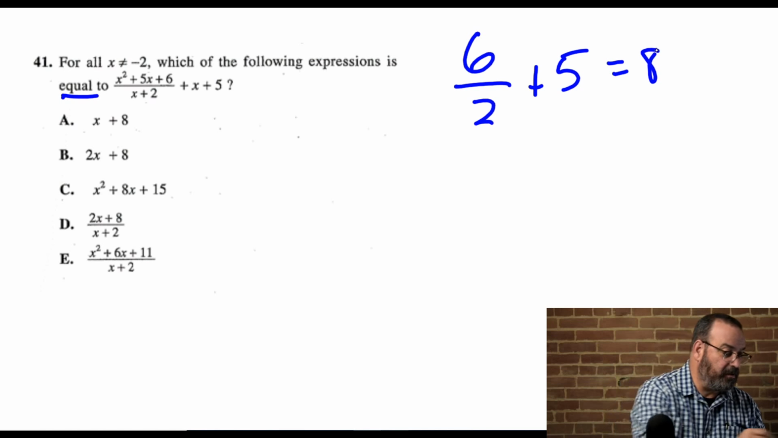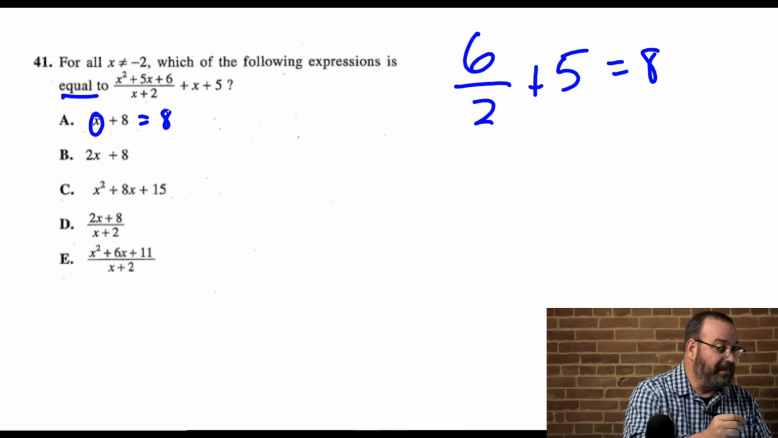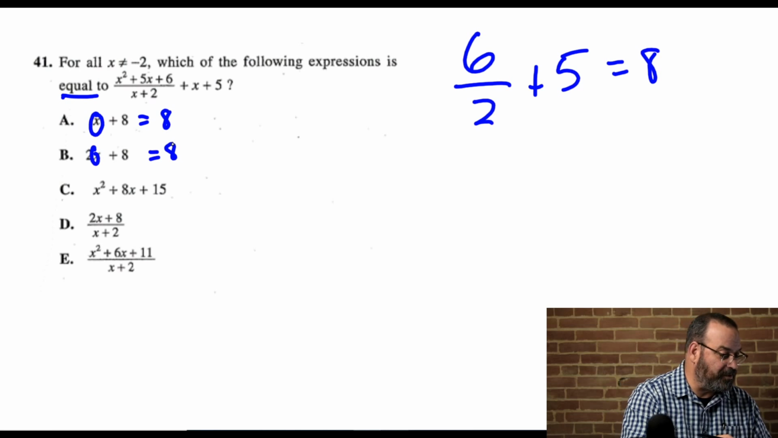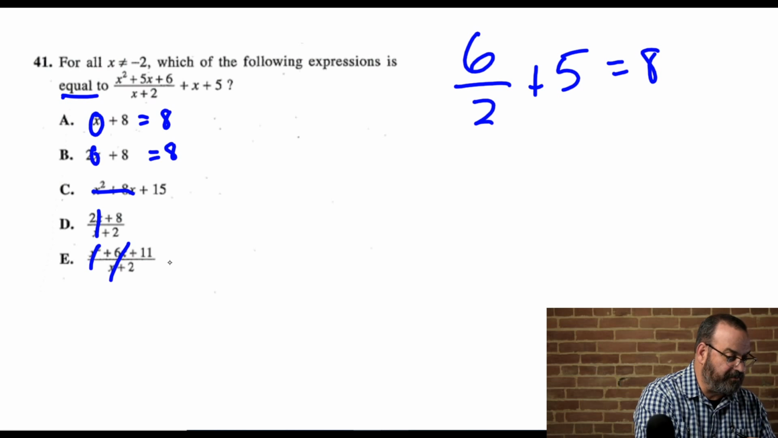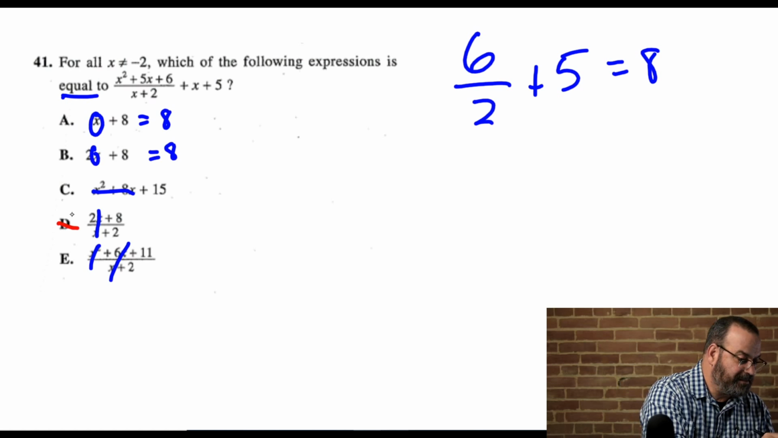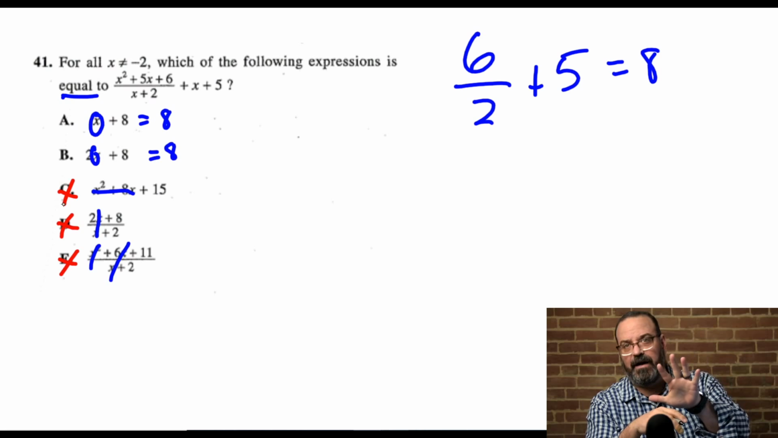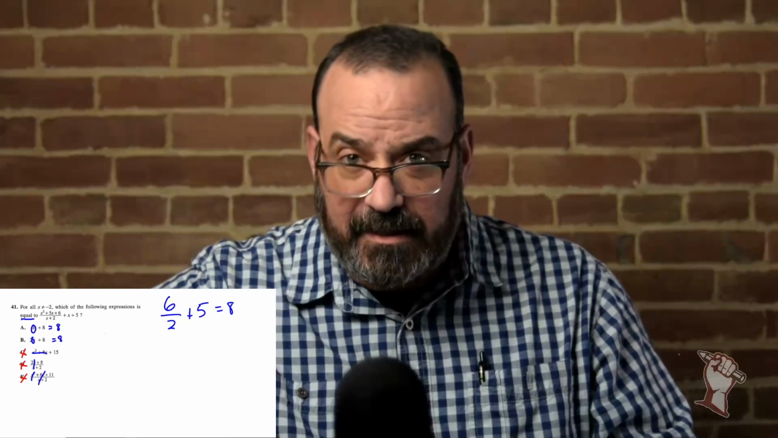Well, let's plug in 0. Uh-oh. A gives me 8. It's a pretty good answer. B gives me 8. Ooh, that's a pretty good answer. We're going to have to keep both of those. C gives me 15. D gives me 4. E gives me 11 over 2. So what do I know? C, D, and E are all wrong. Notice on the ACT there are 5 answer choices, where the SAT has 4 answer choices. The SAT has eliminated the 5th answer choice. So your chances of guessing are pretty good.